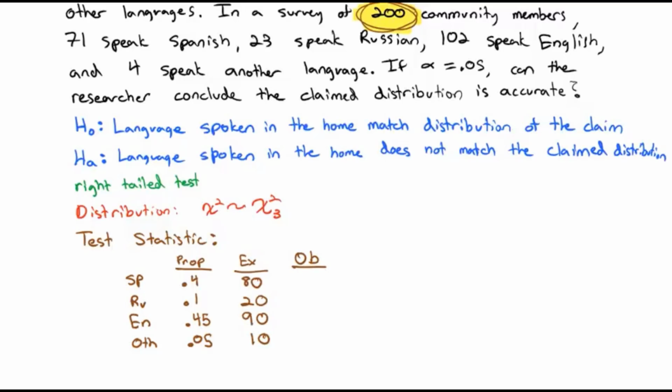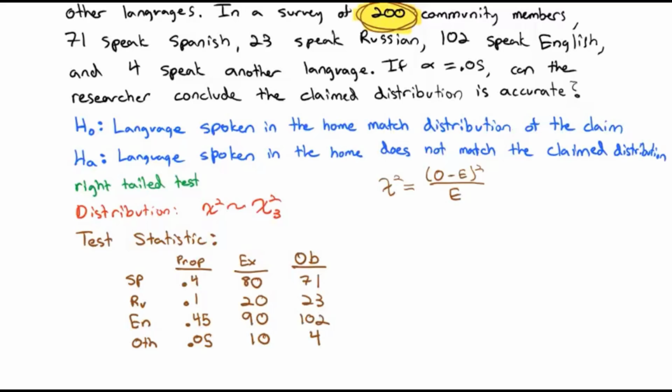But something different happened in our observed probabilities. What we observed is 71 spoke Spanish. This is from our survey. We observed 23 Russians. We observed 102 English. And we observed 4 other languages. So now what we can do is use that chi-squared statistic, which is the observed minus the expected squared divided by the expected.